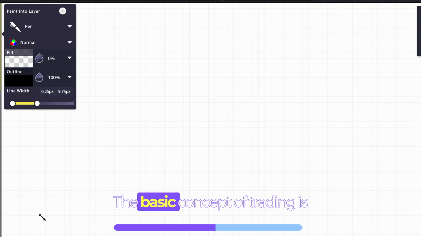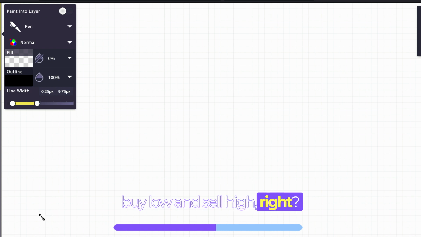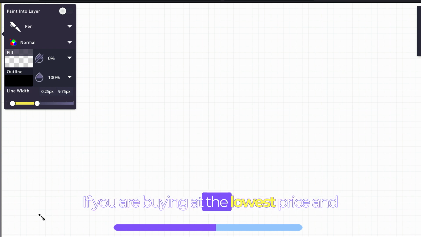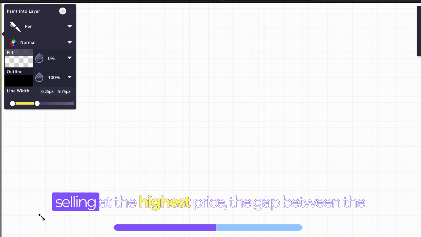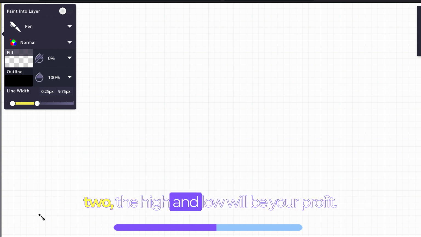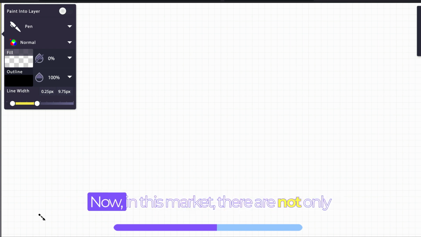Understand this. The basic concept of trading is buy low and sell high, right? If you are buying at the lowest price and selling at the highest price, the gap between the high and low will be your profit. Understand that?